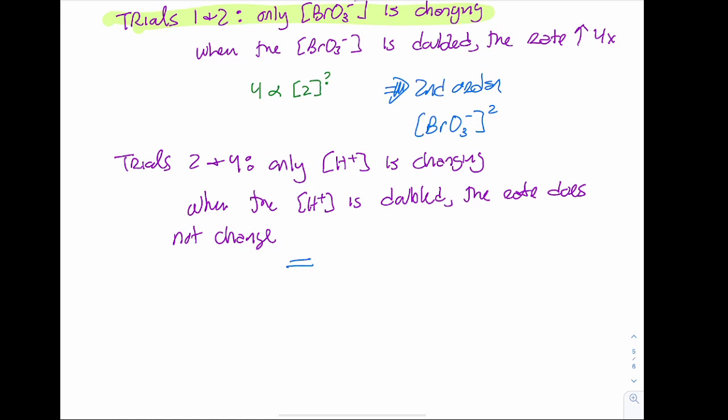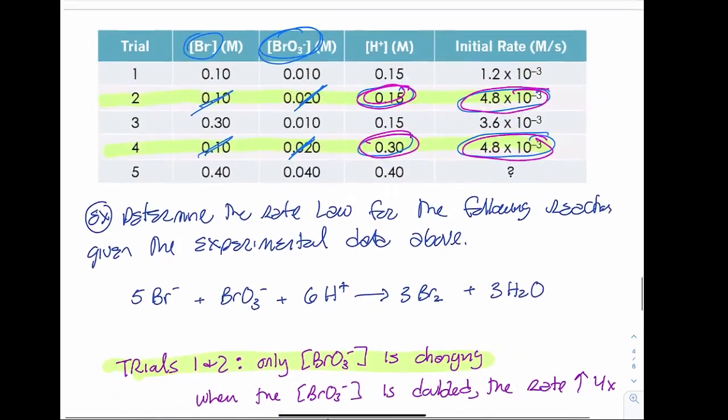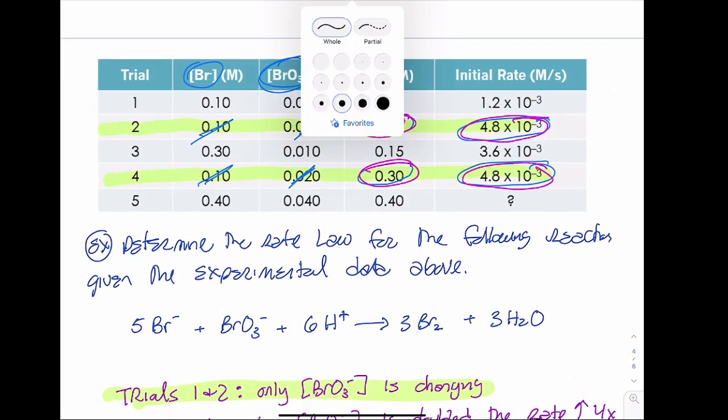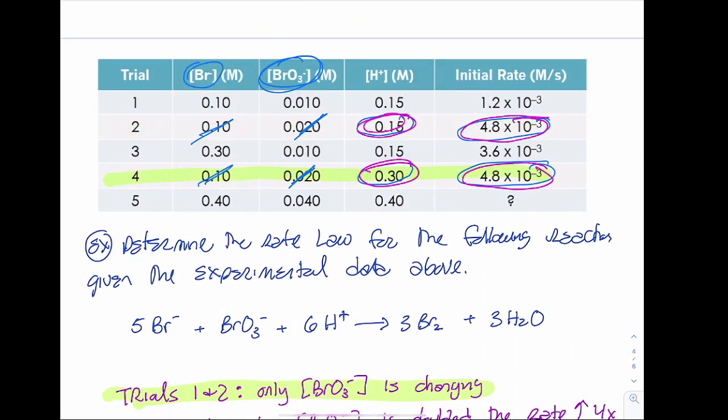Yeah, good. Hopefully you remembered that we just talked about zero order. With zero order, we can change the concentration all we want and it has no effect on the rate. So for hydrogen ions, it would be raised to the 0 power. We still have to look at bromide, so let's go back up here. Let me erase some of this mess.